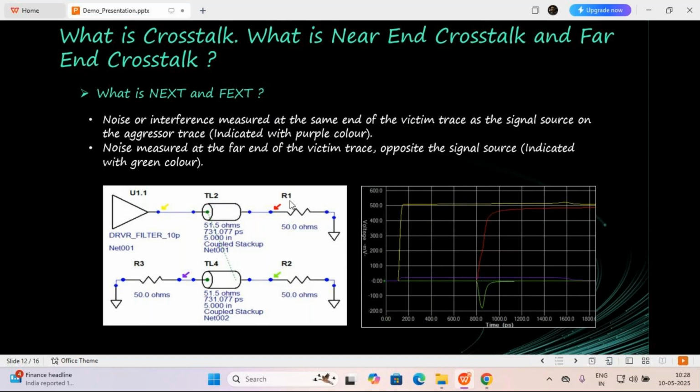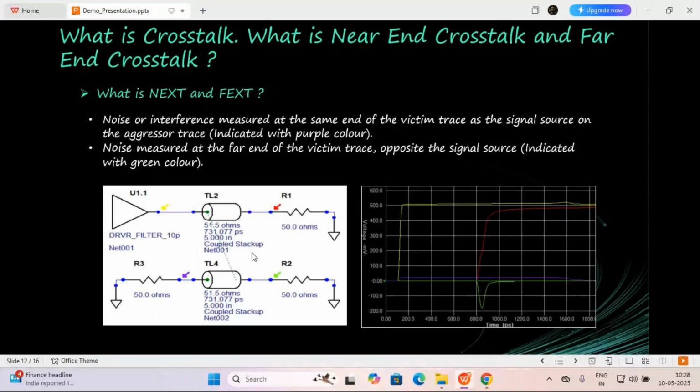So HyperLynx will not understand if you place two transmission lines. It doesn't calculate the distance between them until and unless you couple them. There is one option in the tool, in LineSim, where you can couple the two transmission lines. So the tool understands, okay, these two transmission lines are very near to each other, and you can define the distance also.